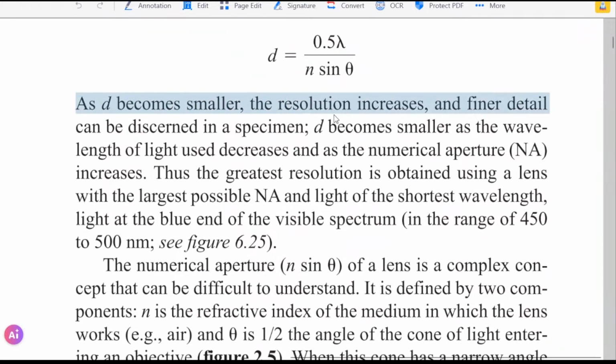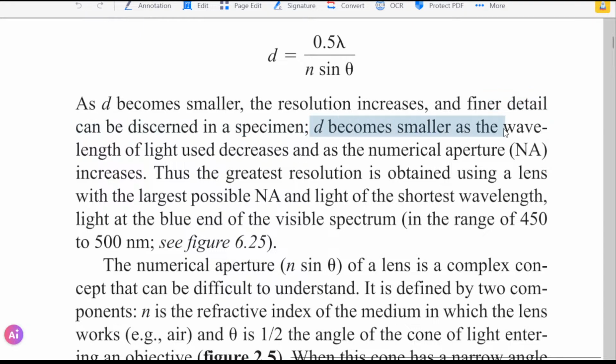As D becomes smaller, the resolution increases and the finer detail can be discerned in a specimen. So they are saying the closer it is, the more the resolution increases, and it only means the lesser the focal length. Guys, we previously studied the smaller the focal length is, the better it is for the lens to work, right? So the same case is this D. I think this D is referring to the focal length of the lenses. So they are saying the smaller it is, the resolution increases and finer detail can be discerned in a specimen.